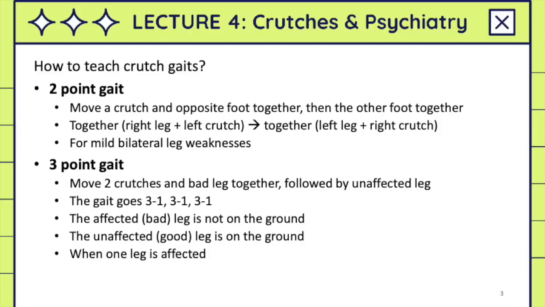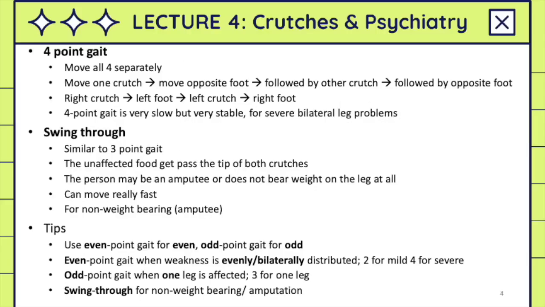So you move two things together in 2-point, you move three things together in 3-point, but in 4-point, you move everything separately. Because how many things do you have? Well, you have 2 legs and 2 crutches. 2 plus 2 equals 4. So how does 4-point go?